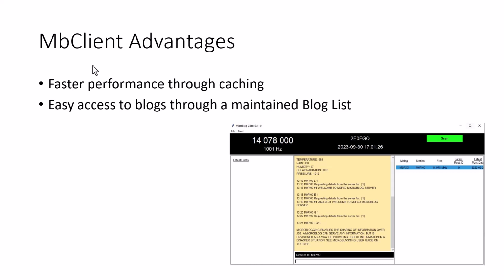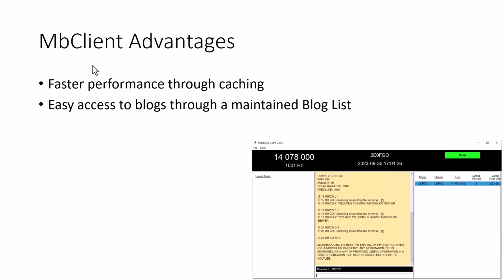The other thing it does is, as it sees the announcements, it maintains a list of blogs that are available, in much the same way as JS8Call maintains the list of JS8Call stations. The MbClient application maintains a blog list. And the final thing is that it will keep a list on the left hand side of the latest news, the latest posts that it's seen from anywhere across the whole network. That's quite useful, because you can then go off and grab that information.